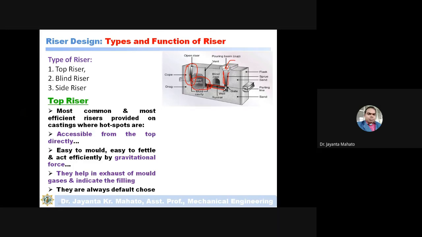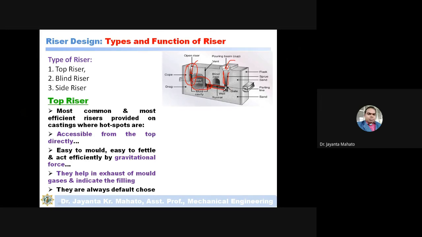So in this case the excess hot material can be accessed from this top. Okay. This top riser is easy to mold, easy to fettle, and acts efficiently by gravitational force. They help in exhaust of mold gases and indicate the filling.